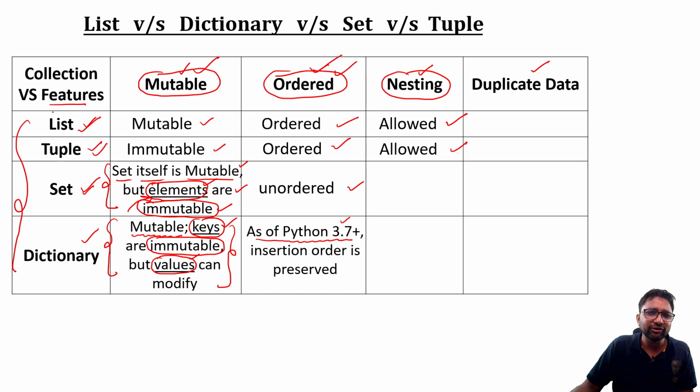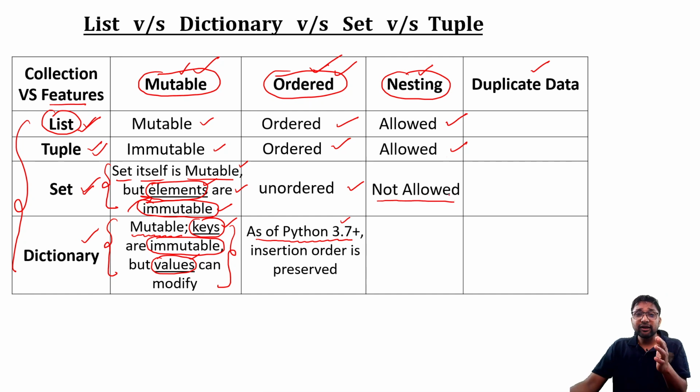Same way I can do with the list also. In a list, I can store a list inside a list. I can store a tuple inside a list. I can store a set inside a list. I can store a dictionary also inside a list. Okay, so they allow every other data structure to be stored inside them. What about set? Set does not allow nesting. It does not allow storing a set inside a set.